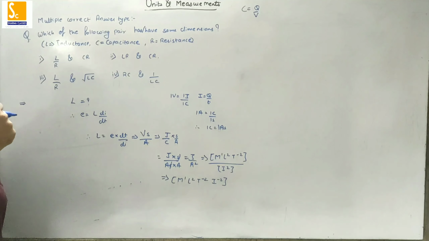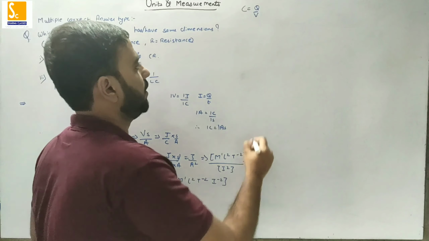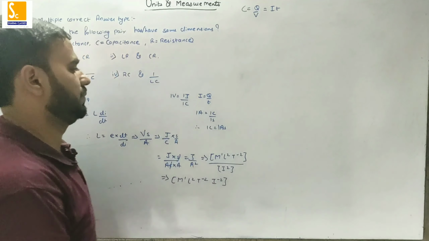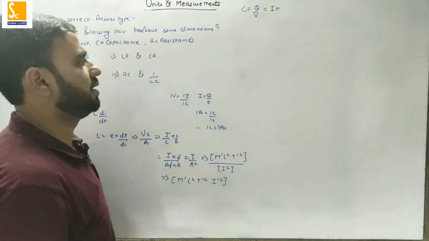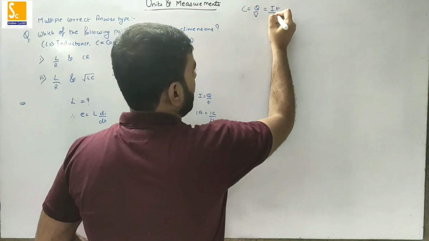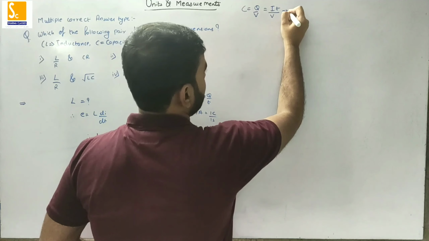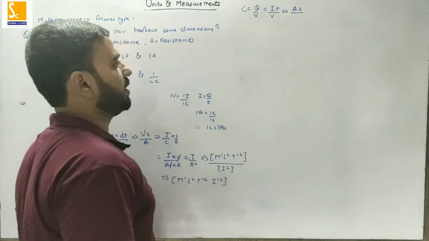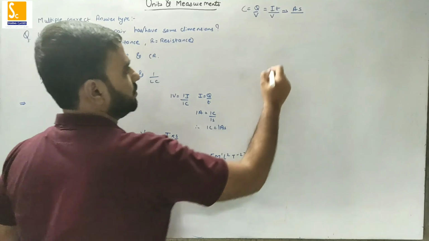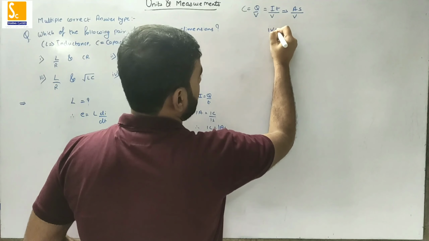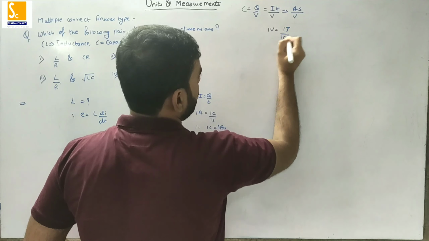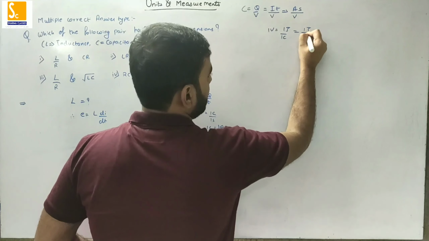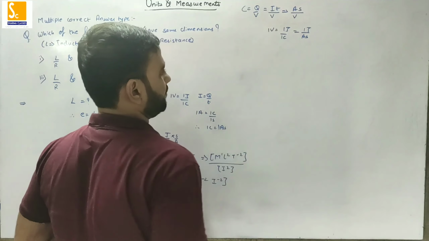Q is the charge and V is the potential difference. We know that charge is nothing but current into time, and voltage, I will write down V, potential difference. SI unit of current is ampere, SI unit of time is second, SI unit of potential difference is volt. We know that 1 volt is equal to 1 joule upon 1 coulomb, and 1 coulomb is nothing but 1 ampere second. So instead of coulomb I will write down ampere second.